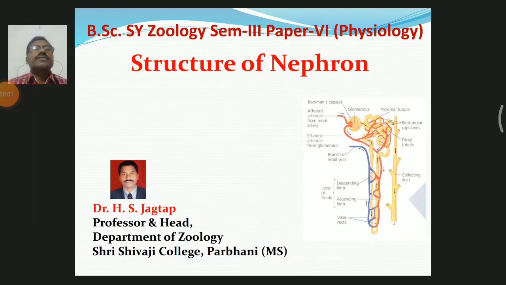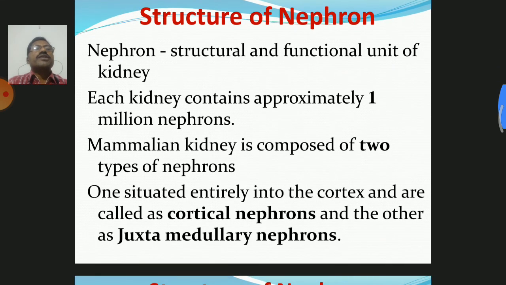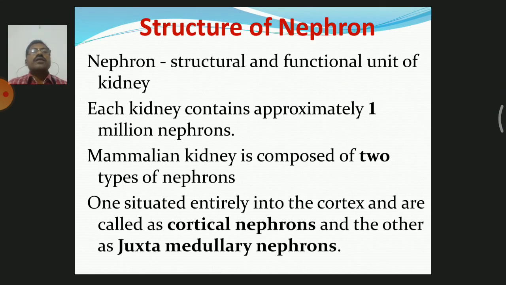Dear students, today we are going to study the structure of the nephron. Nephron is the structural and functional unit of the kidney. Each kidney contains approximately 1 million nephrons. The mammalian kidney is composed of two types of nephrons: one situated entirely in the cortex, called cortical nephrons, and the other called juxtamedullary nephrons.